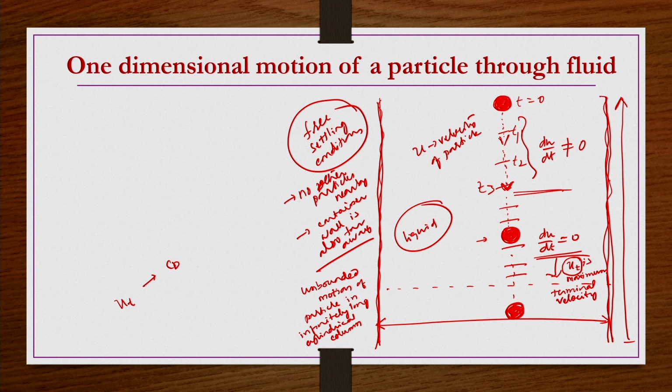So when du by dt becomes 0, the maximum velocity condition prevails, and that maximum velocity is known as the terminal velocity. This is what we are going to develop: the relations between this ut, Cd, and the other forces that are acting. We are going to make a force balance and try to develop suitable relations.